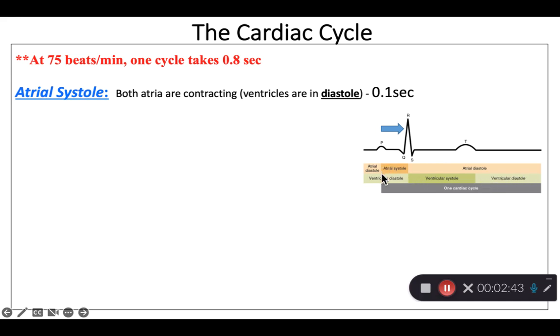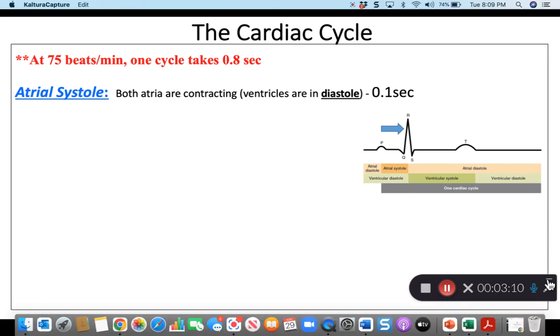So from the P wave up until the QRS is atrial systole. From the QRS up until the T is ventricular systole. And then after the T up until the next P wave is relaxation, because everyone's relaxed. Okay? All right, so let's start.